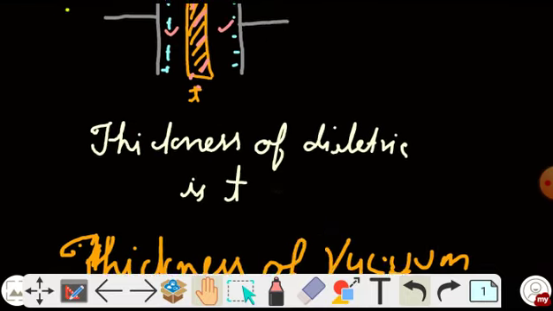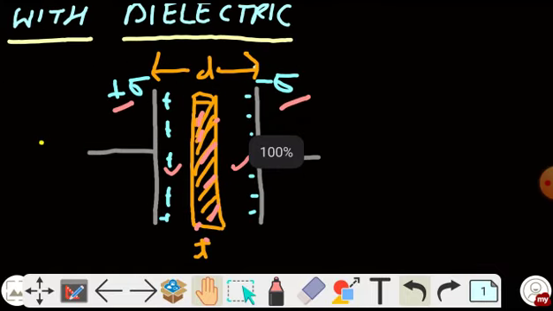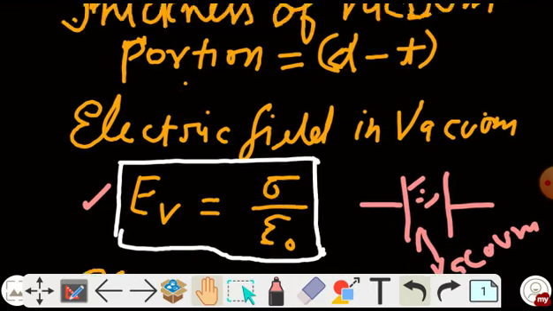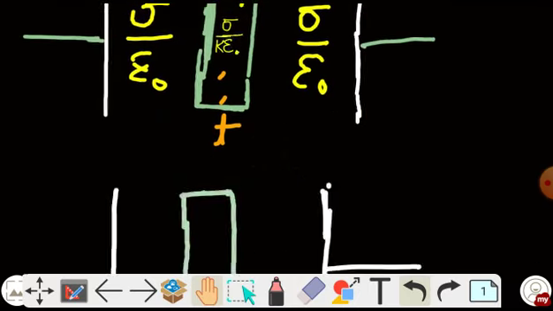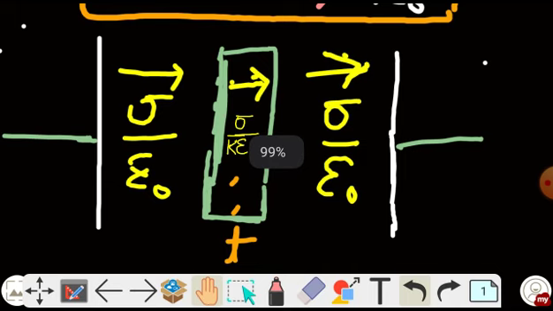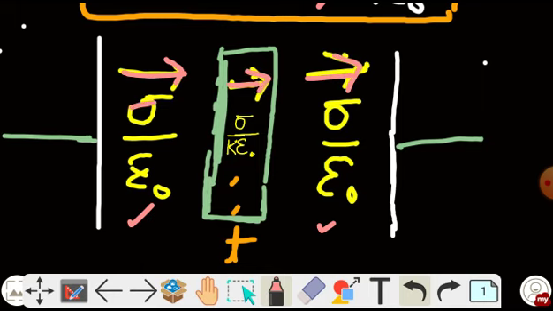In this case, this question is the combination of both the cases. There's some part in which there is a dielectric and some part in which there is a vacuum. So we can conclude that between the plates in the region of vacuum, this one and this one, the electric field is going to be sigma by epsilon naught, but within the dielectric, the electric field is going to be sigma by k epsilon naught. This is the only difference here.